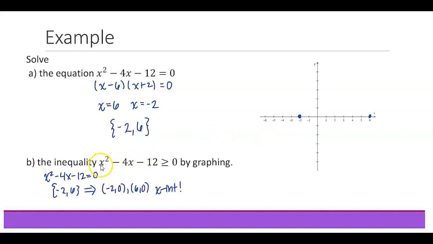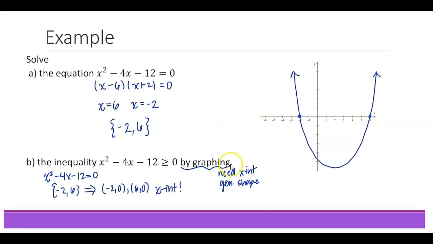And this is a quadratic, which will graph a parabola that opens up because the leading coefficient is 1. Now the nice thing is that we only need a really rough sketch of the graph. So when we say by graphing, all we really need is the x-intercepts and the general shape. So whether it opens up or down. So we have the x-intercepts. We know that it opens upward. So I'm going to go ahead and just sketch this upward facing parabola here.